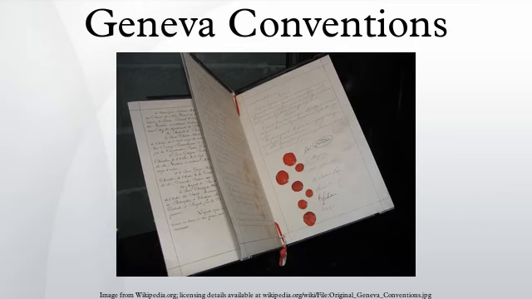Protocols. The 1949 conventions have been modified with three amendment protocols: Protocol I relating to the protection of victims of international armed conflicts, Protocol II relating to the protection of victims of non-international armed conflicts, Protocol III relating to the adoption of an additional distinctive emblem.